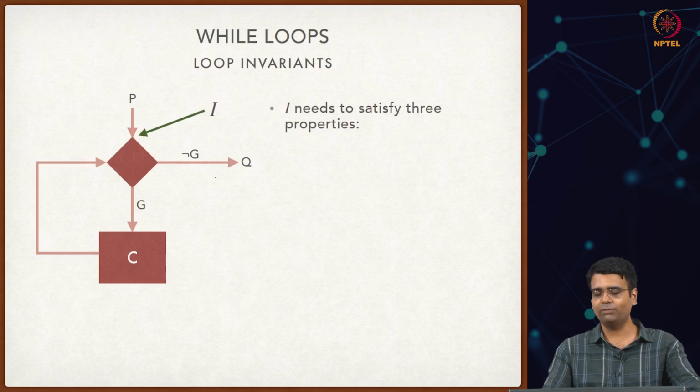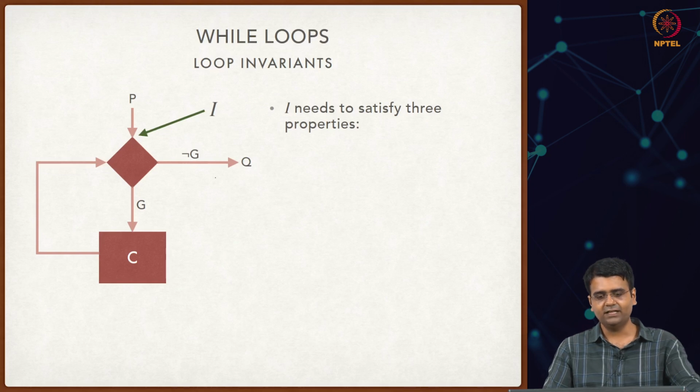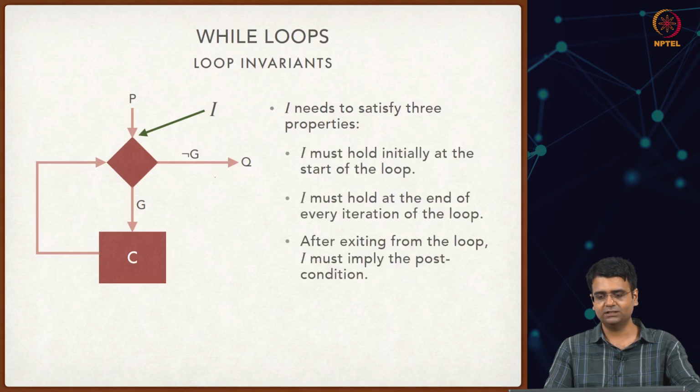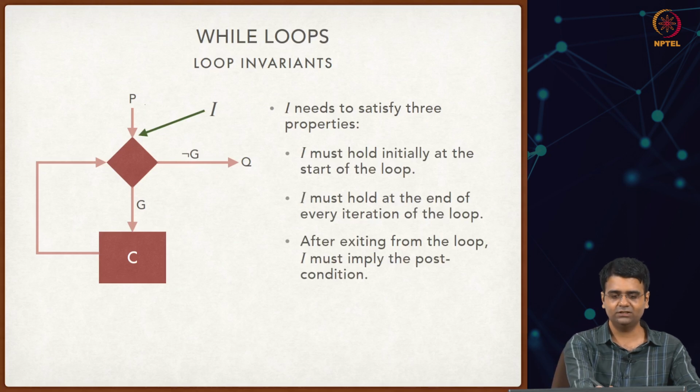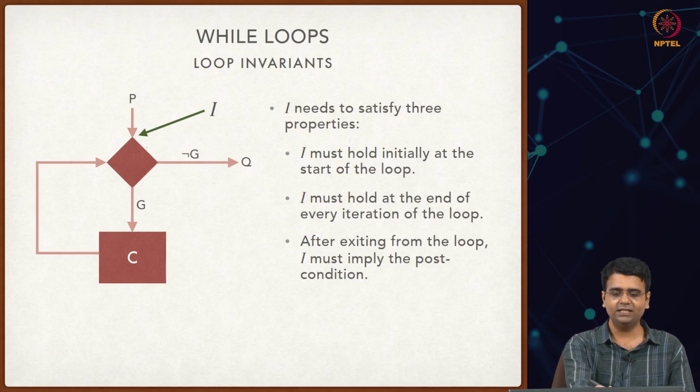What are some properties that I needs to satisfy? In order to know that I actually encodes all the program states which are reachable at the start of any iteration of the loop, we need I to satisfy three properties. The first is that I must hold initially at the start of the loop. So when you begin the execution of the loop, this is the 0th iteration, or rather the first iteration. At the start of the first iteration, all the program states P are going to flow into I. So I must hold initially at the start of the loop.